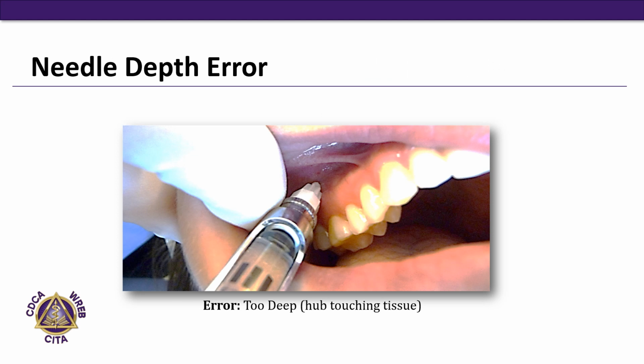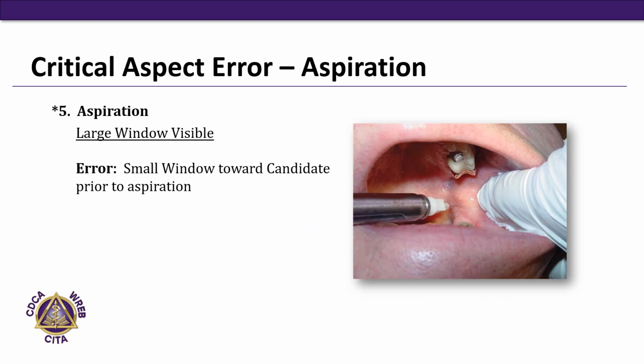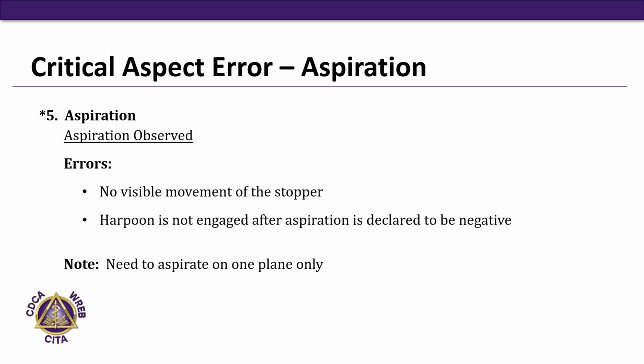In this slide, the hub of the needle is touching tissue, resulting in a needle depth error of too deep. In this image, the small window is toward the candidate, resulting in a critical error. Prior to aspirating, the large window must be toward the candidate. Upon aspiration, the examiners must be able to visibly see the stopper or harpoon move. Confirm that the stopper is engaged in the harpoon before you begin.